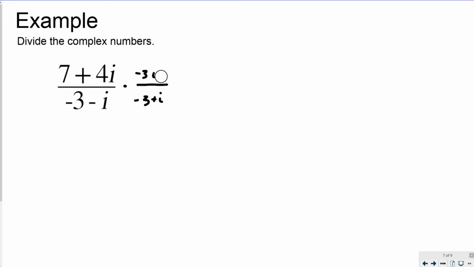I keep making this curved by accident. So negative 3 plus i, on the top and the bottom. I'm going to just FOIL it. You can feel free to use a box, but I'm just going to FOIL.